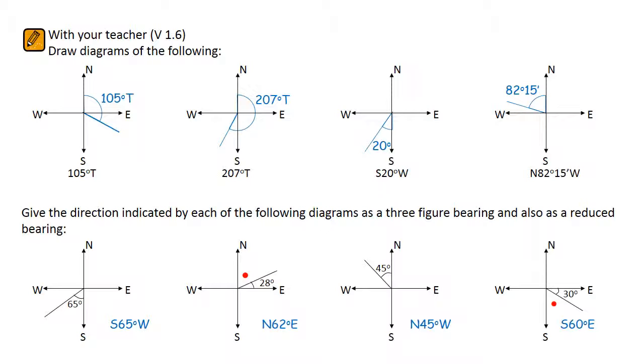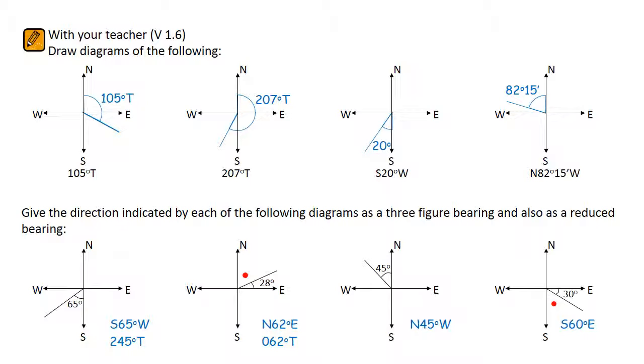Now we're going to use the same diagrams and give their bearings, this time as true bearings. So it's the number of degrees of clockwise rotation from north. Now the first one is going to be 180 degrees from north to south plus another 65. So all up it's going to be 245 degrees true. The next one, we've already worked out that angle is 62 degrees there, so the bearing is 062 degrees true.